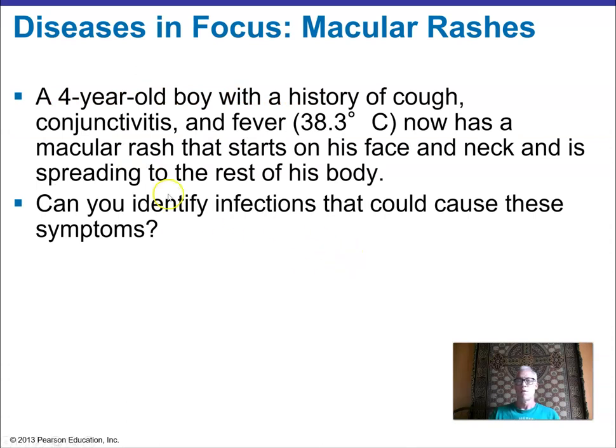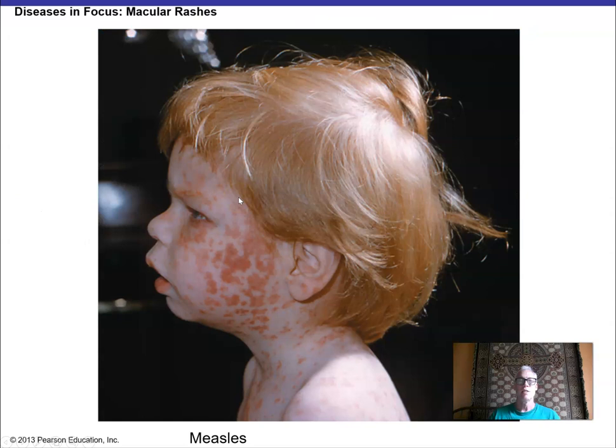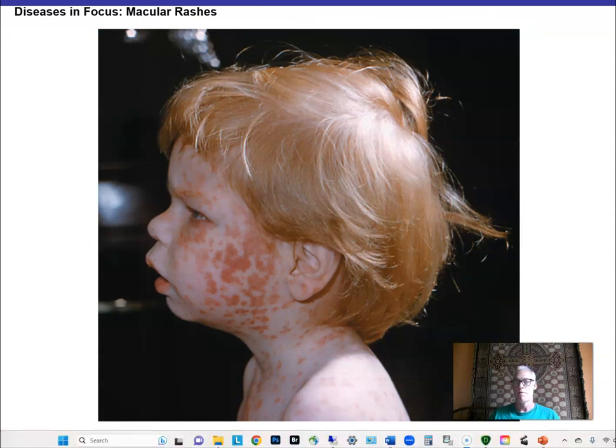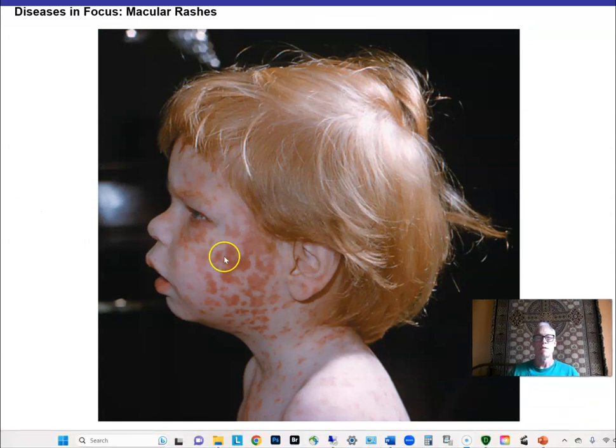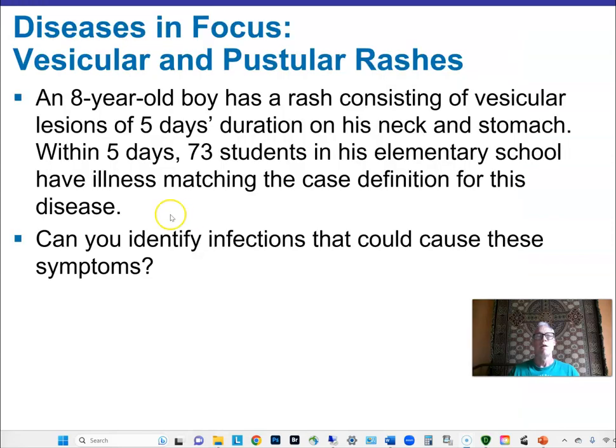Here's another one, little study question. 4-year-old boy with a history of cough, conjunctivitis, and fever. Has a macular rash that started on the face and has spread to the rest of the body. What could cause this disease? If you look back, you probably remember, we just talked about measles, and that represents the list of things we said were characteristic of a measles infection.